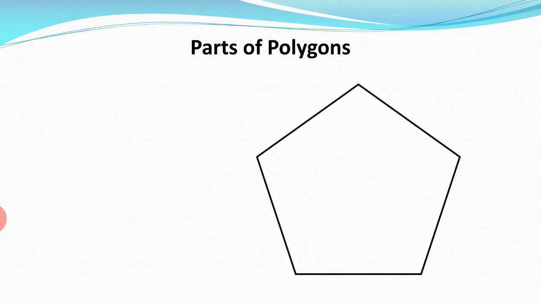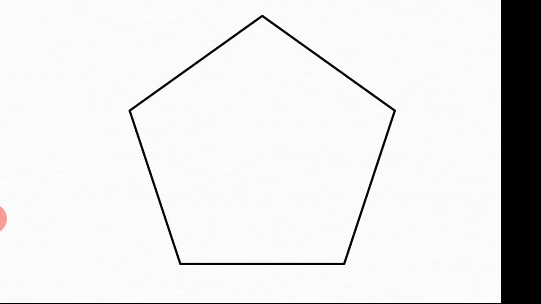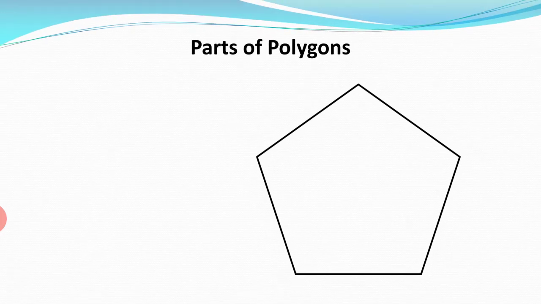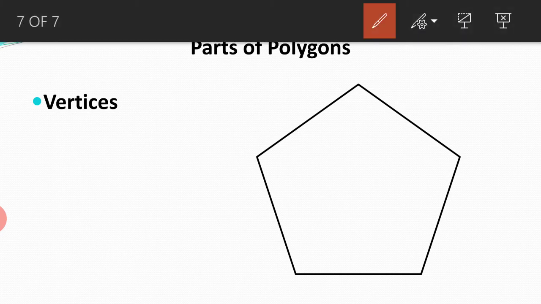Now, parts of the polygon. As we have studied in 7th standard, parts of a triangle, parts of a quadrilateral, now we will say parts of a polygon. I have drawn a pentagon. When we talk about the pentagon, first we will go for vertices. How many vertices are there? We will have 5 vertices. Which are the 5 vertices? You can just darken these 5 vertices. So these are the 5 vertices.